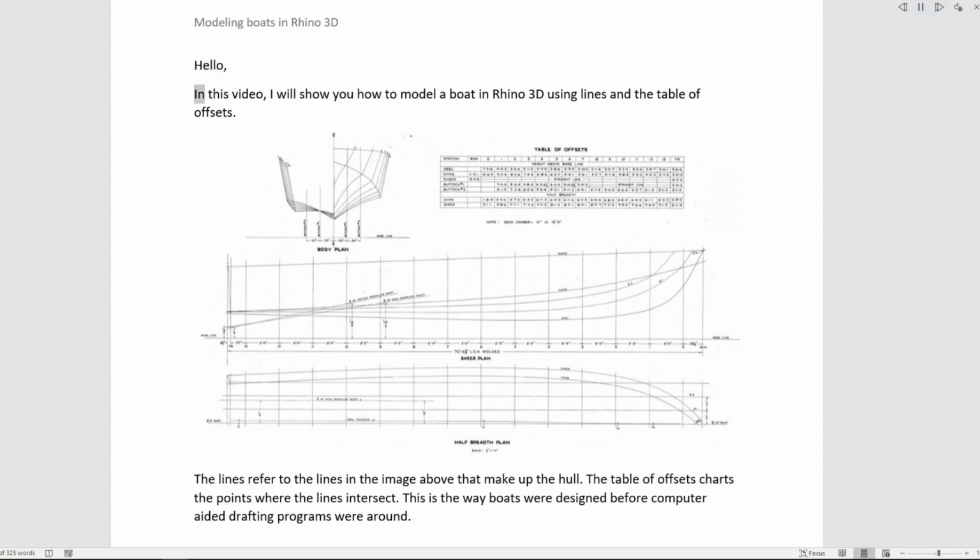Hello. In this video, I will show you how to model a boat in Rhino 3D using lines and the table of offsets. The lines refer to the lines in the image above that make up the hull. The table of offsets charts the points where the lines intersect. This is the way boats were designed before computer-aided drafting programs were around.